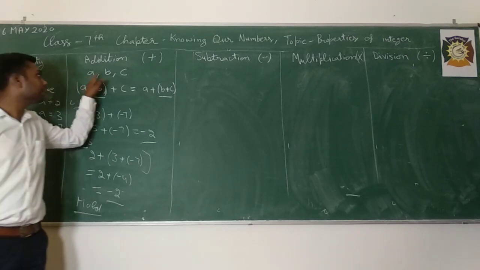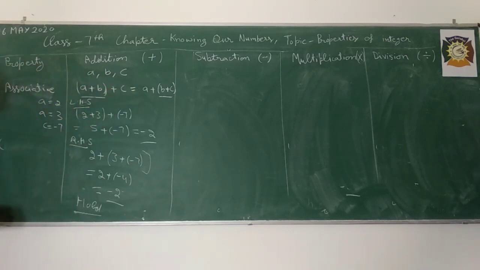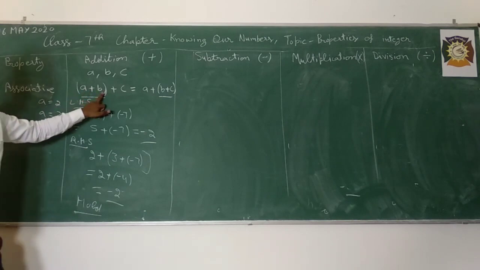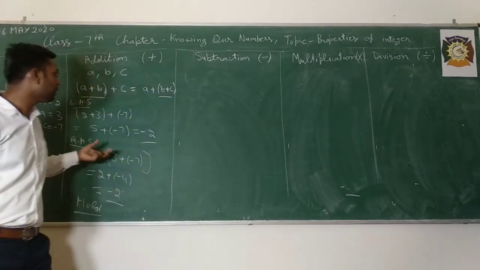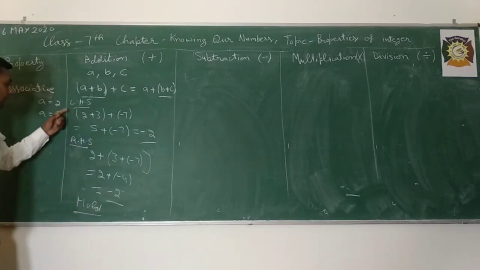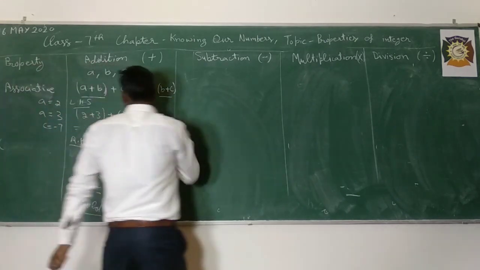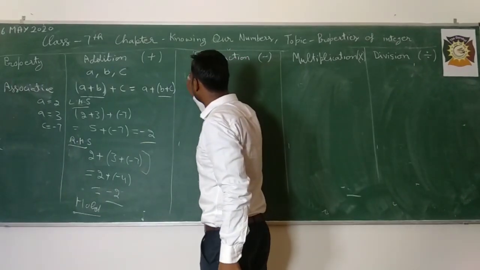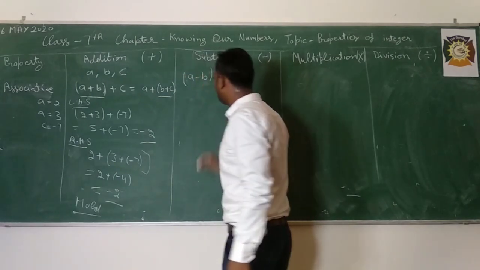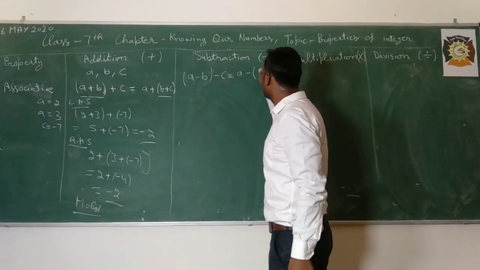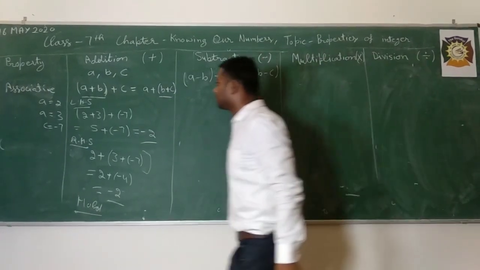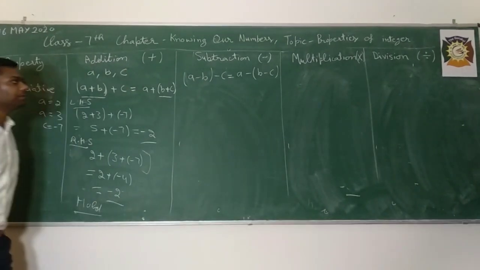We have to take any 3 integers, a, b, c, and change the order of the group. First we make the group of a plus b, and here we make the group of b plus c. If left hand side and right hand side are equal, then we say that the associative property holds. Same thing in subtraction, but just change the sign. (a minus b) minus c, if equal to a minus (b minus c), then we say that the associative property holds in subtraction.